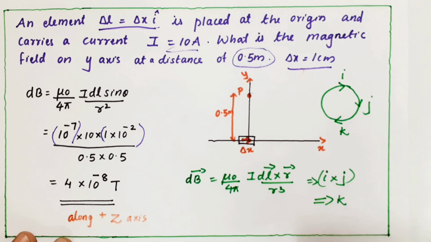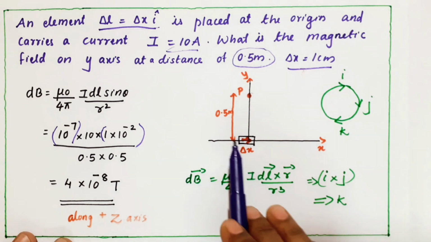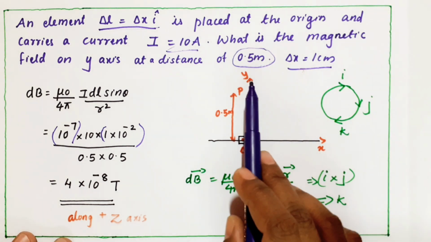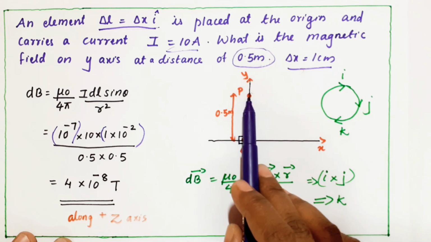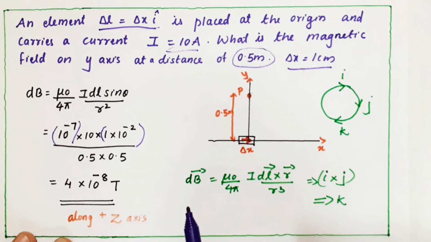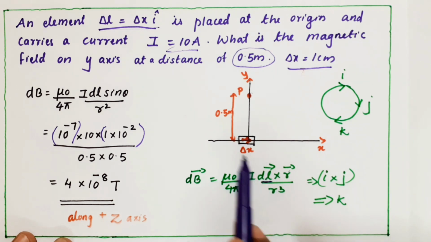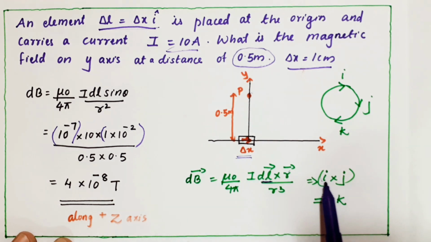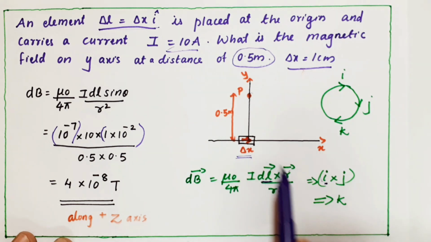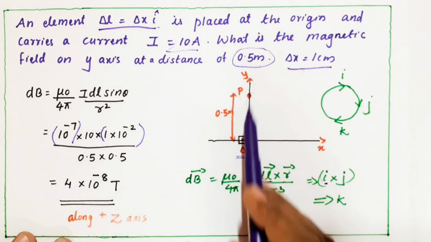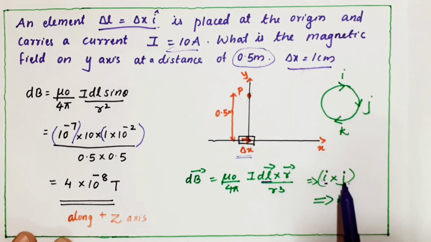And the very important thing I want to tell is, the element is along the x-axis. We need to find the magnetic field at point P lying along the y-axis. How to find the direction of the magnetic field? I am using a shortcut to do this. I use the Biot-Savart law vector form, mu naught by 4 pi, I into dl cross r by r cube. dl means the length of the element. It is along the x-axis, so I put i. And r means this distance. It is lying along y, so I put j.